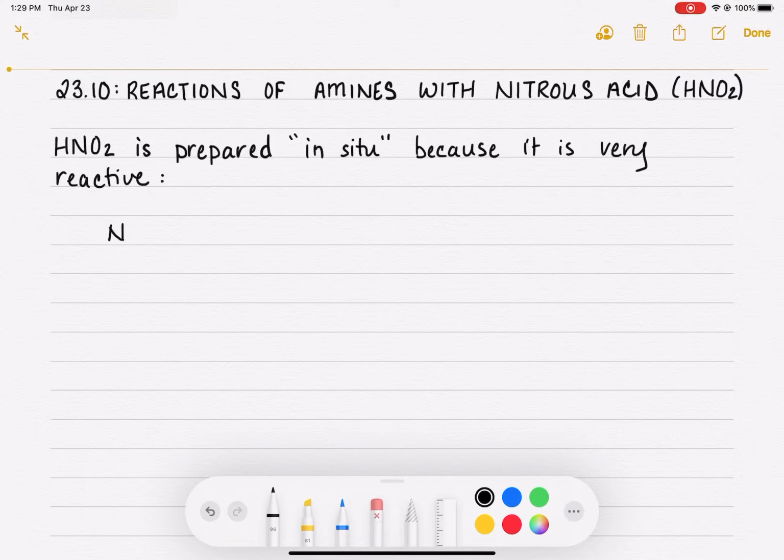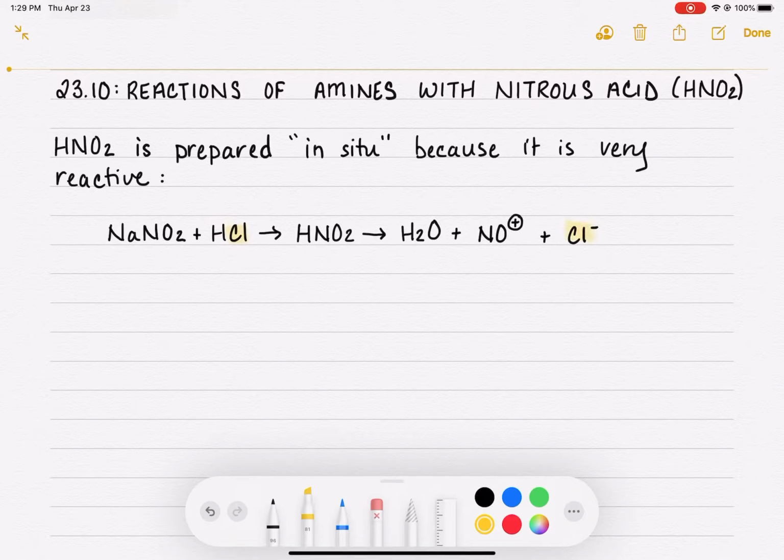We're going to take sodium nitrite, NaNO2, not nitrate, and simply react it with hydrochloric acid, and we'll get nitrous acid, HNO2. Because it is very reactive, it pretty much immediately decomposes, and when it decomposes, it forms water and NO+, a cation, and there is some chloride anion left over that came from the hydrochloric acid originally. This NO+ ion is called the nitrosonium ion.